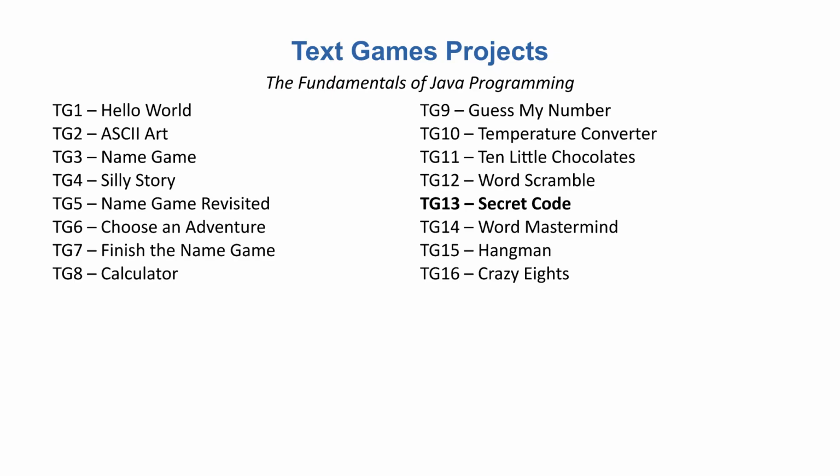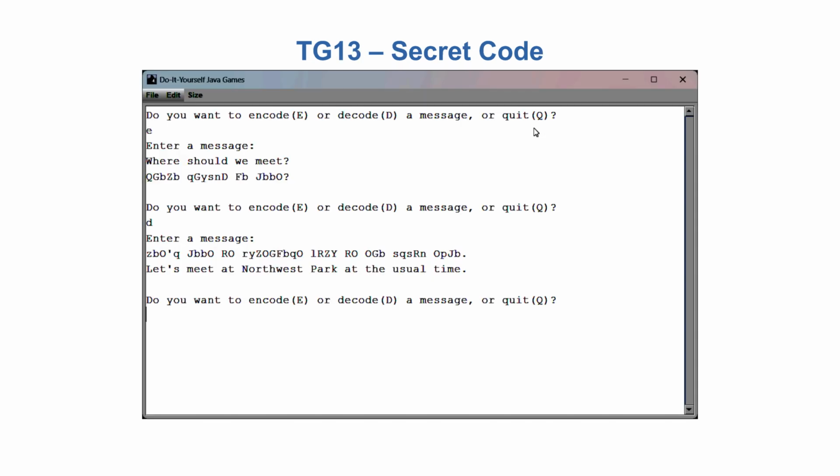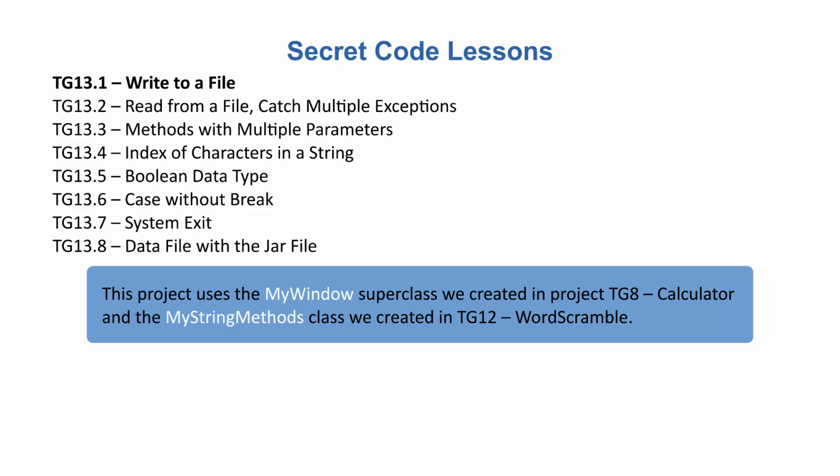We're currently in the 13th project, TG13, Secret Code. The Secret Code program lets you create secret messages to share with your friends like this. This is lesson TG13.1, where you'll learn to write text to a file. This project uses the MyWindows superclass we created in project TG8, Calculator, and the MyStringMethods class we created in TG12, Word Scramble.